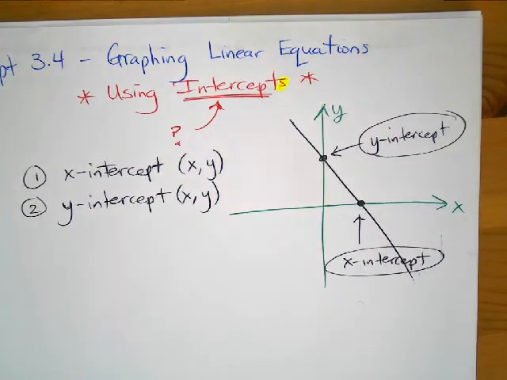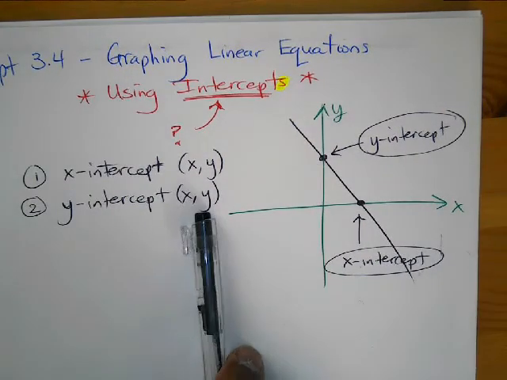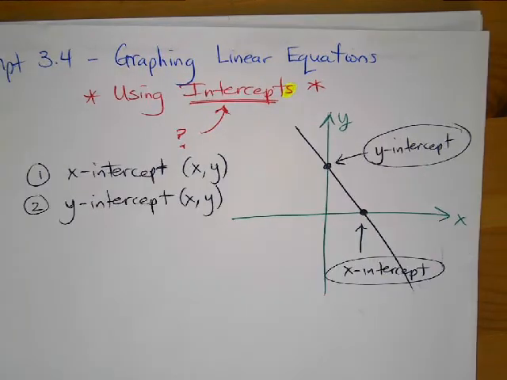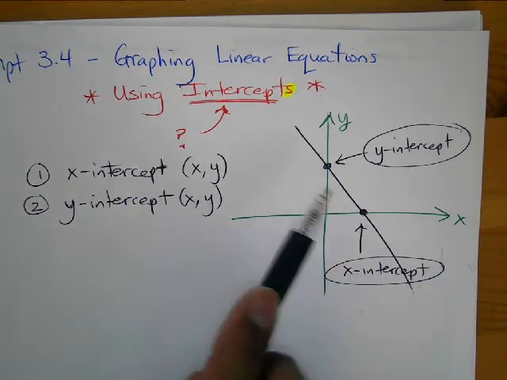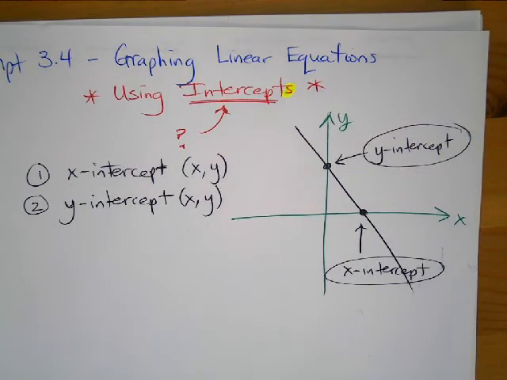Pretty much we're just going to be finding these. If I can give you the two intercepts, the coordinates of these two points, then you can graph a line. This is an alternative, a different way. We're not solving for y, and we're not going to use the slope. We have learned about the y-intercept, so you're kind of familiar with that one, but now we're using both intercepts.